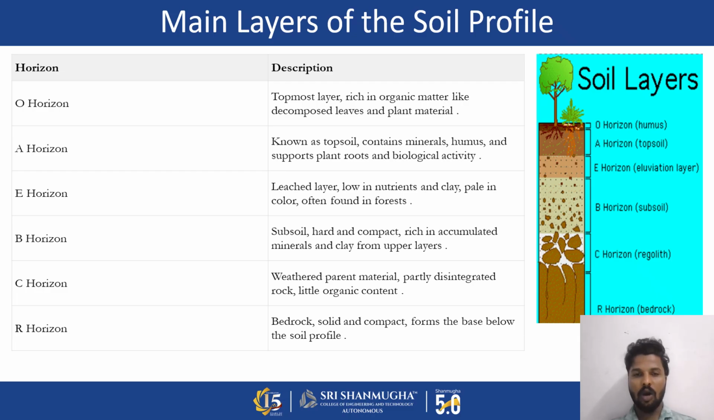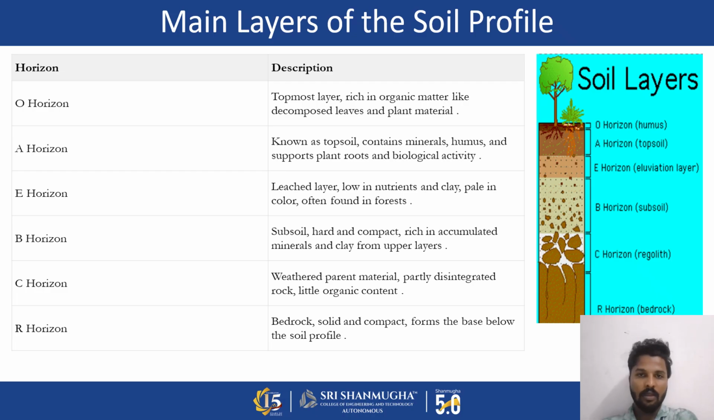So first one is the O horizon. Horizon O is called the organic or humus layer because of the enormous organic content present in horizon O. That's why it's called the organic or humus layer. So horizon O is a very top layer resting on the mineral soil. It is dominated by organic material. It consists of dead plant and animal matter in various stages of decomposition.